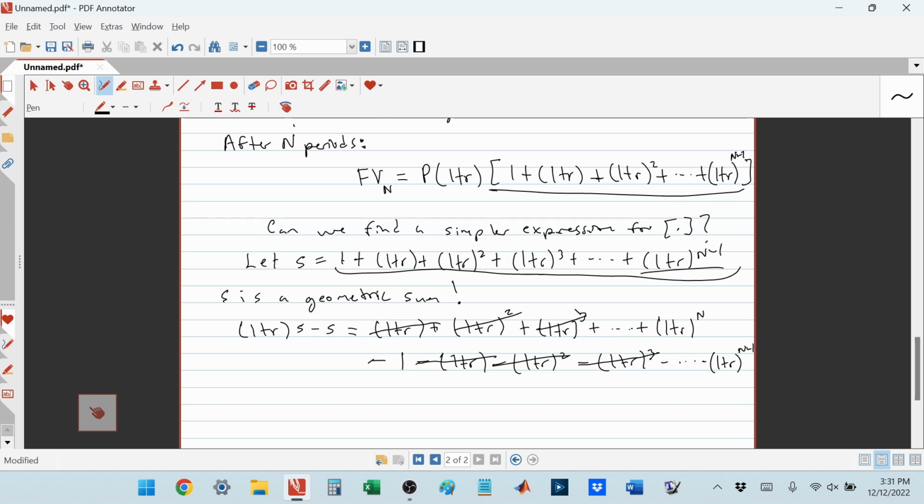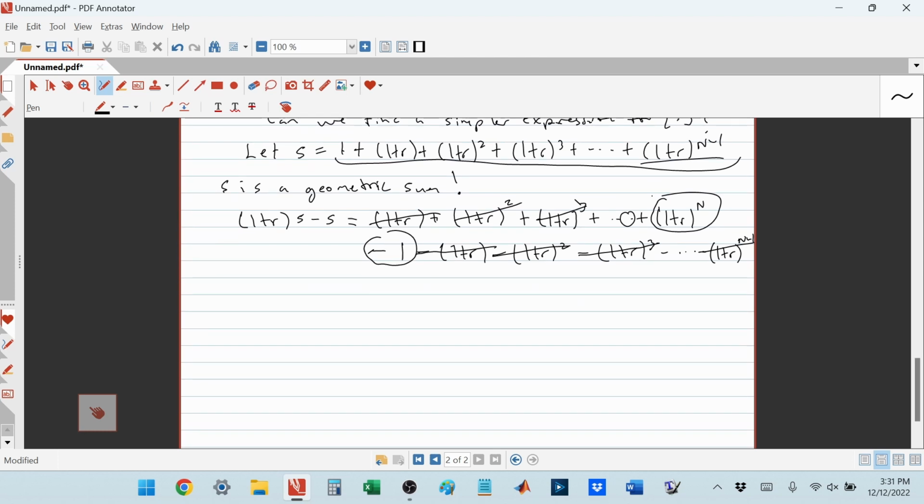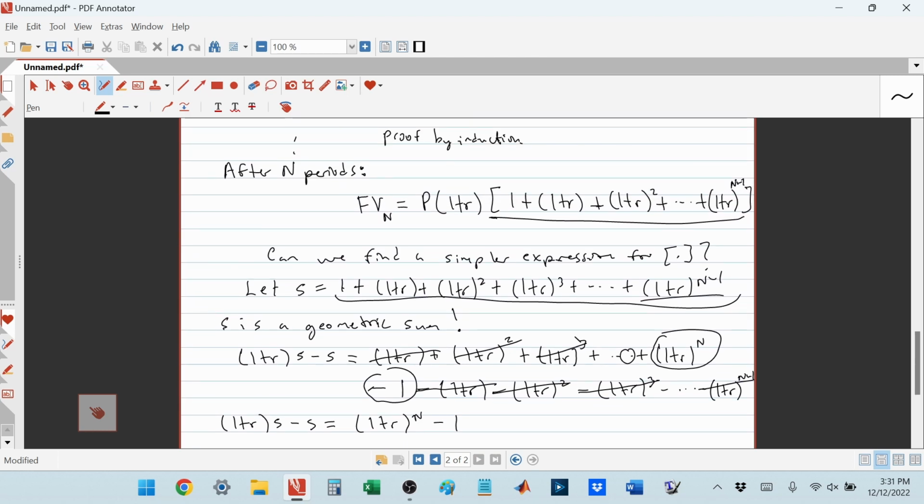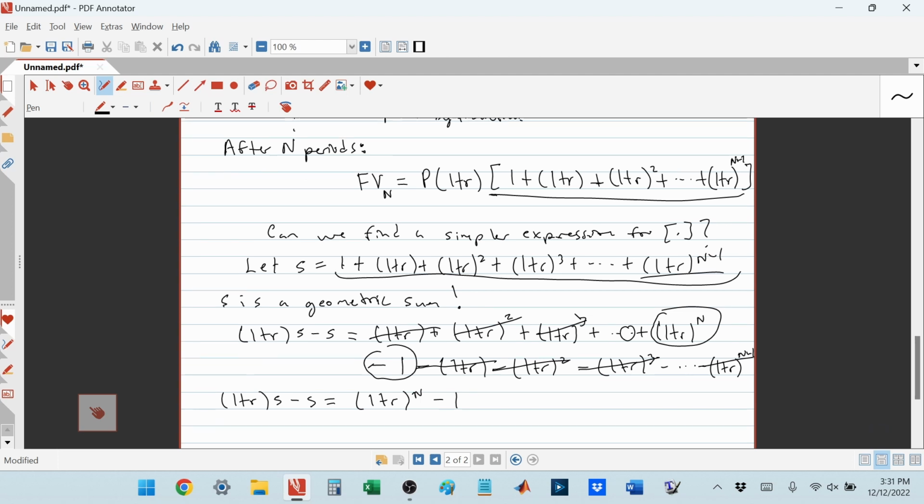There's a 1 right in here. There's a 1 plus R to the n minus 1. That cancels with this term. So the only two terms that don't cancel are this term and this term. So we're left with that 1 plus R times S minus S equals 1 plus R to the power of n minus 1. And now we can solve for S. Remember, S is the thing in brackets. It's the thing we're trying to find a simpler expression for.